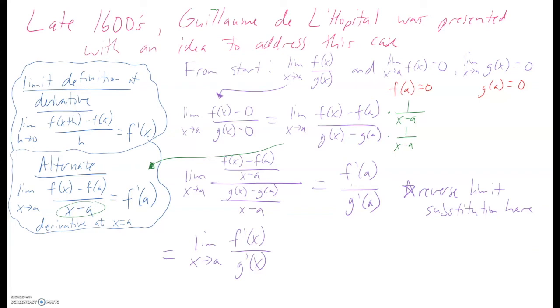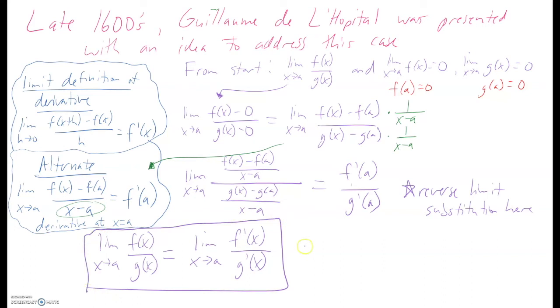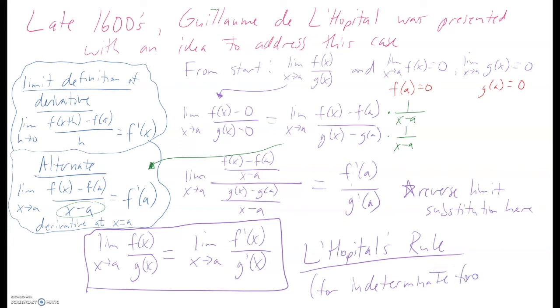And if all of these expressions are equivalent, this must mean that the limit as x approaches a for f of x over g of x is equal to the limit as x approaches a for f prime of x over g prime of x, on the basis that the original limit for f of x and g of x were both equal to 0, which is the idea that became known as L'Hopital's rule, specifically for evaluating limits that result in the indeterminate form.